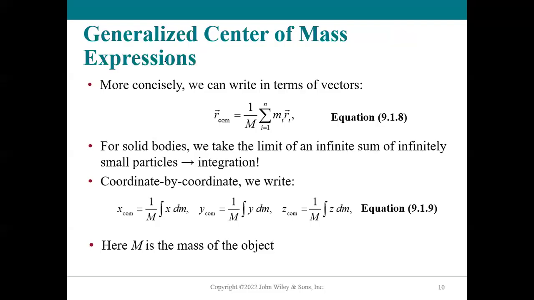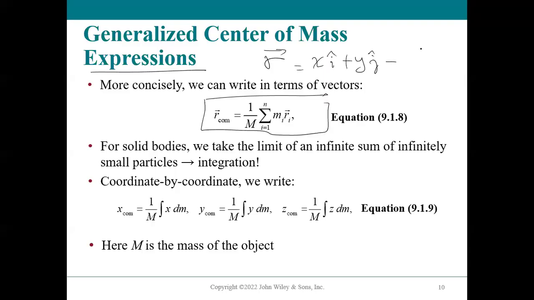So for the center of mass expression in 3 dimensions, usually we can use the vector r. R center of mass is 1 divided by the total mass, times the sum of m_i r_i. r_i means the vector. So we remember that r is xi plus yj plus zk. So r is the position vector, which consists of the position in the x-axis, y-axis, and z-axis.